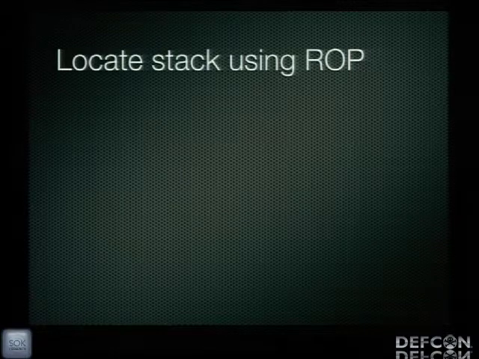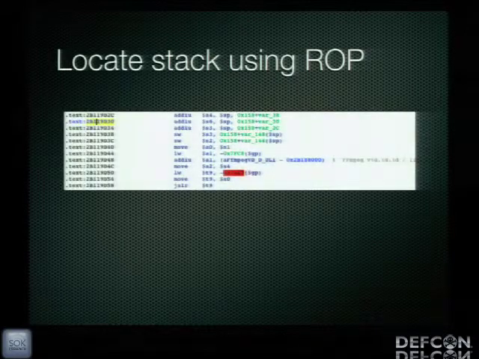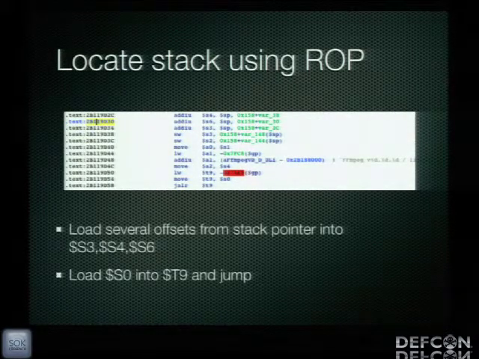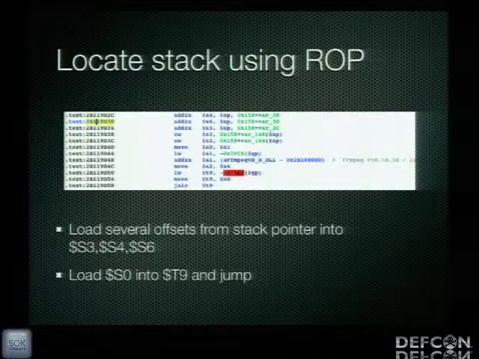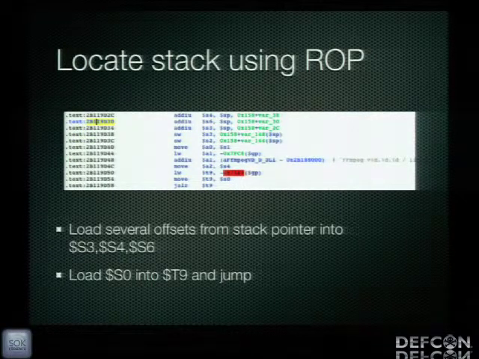So how do you locate the stack using ROP on MIPS? Well, here's a sequence of instructions that load several offsets from the stack pointer into registers S3, 4, and 6, and then subsequently jumps to whatever is in register S0. Now, remember that we control all of the S registers, so it's just a matter of making sure that S0 contains the address of yet another ROP gadget that jumps to whatever is in S3, 4, or 6. And then that gets you back into the stack where you can start executing shellcode.